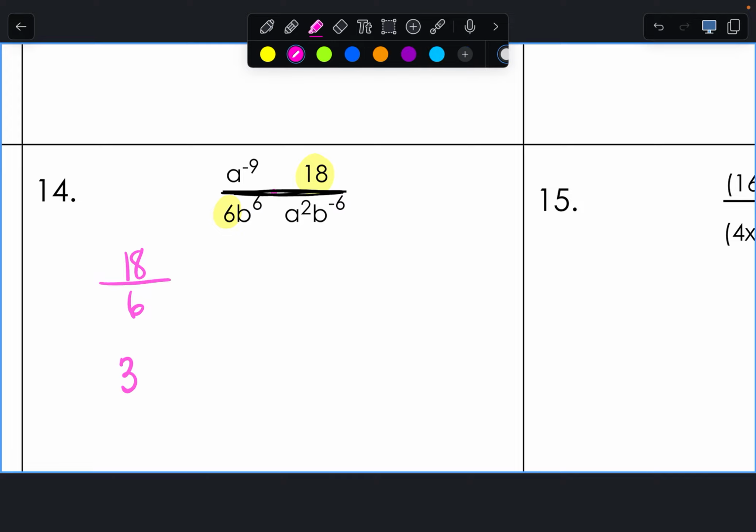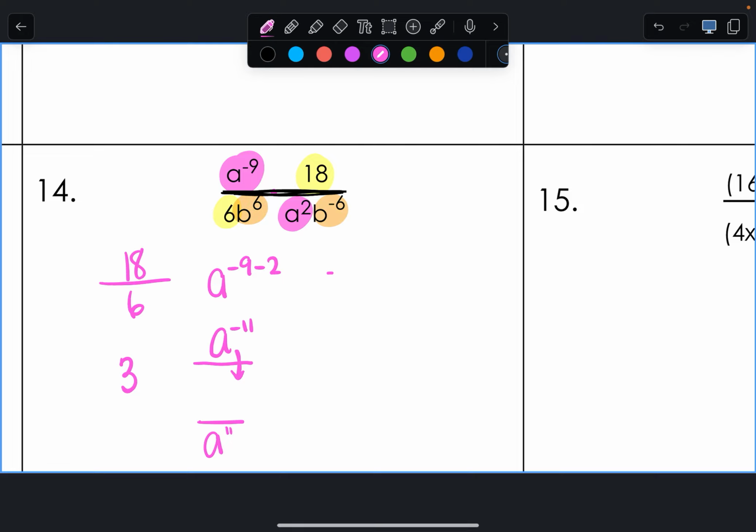Then we group the a's. With the a's, what are we going to subtract? Negative 9 minus 2 gives us negative 11, which means we have to flip-flop. Then the b's: 6 plus negative 6. Now, both of those b's are where? At the bottom. Make a note of that. I'm going to draw my fraction, put b to the 6 and b to the negative 6 here. They don't change yet.